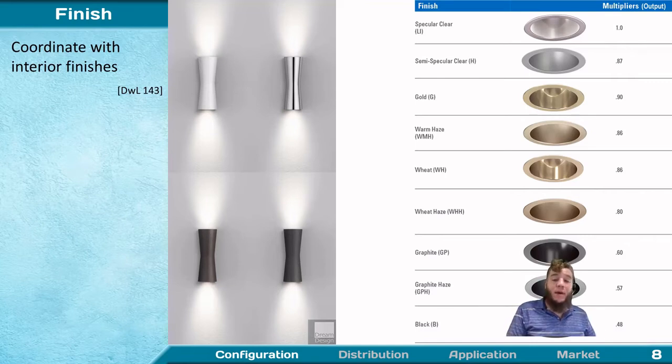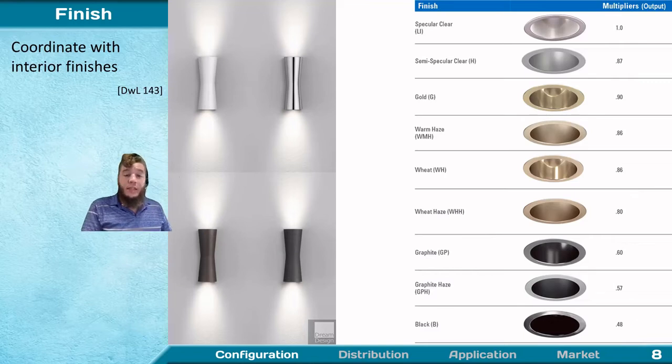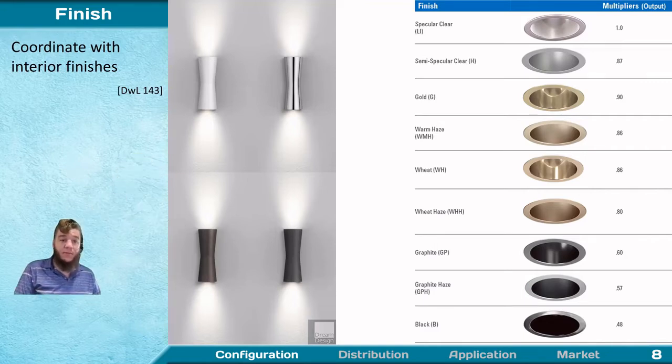So do bear in mind that sometimes the finishes, when they're affecting your reflector, are going to dramatically alter your light output. On sconces like these, you don't have to worry too much. In fact, these different finishes may not even have a different IES file. It just depends on where your finish actually is.